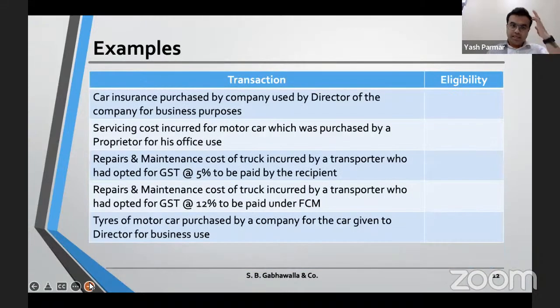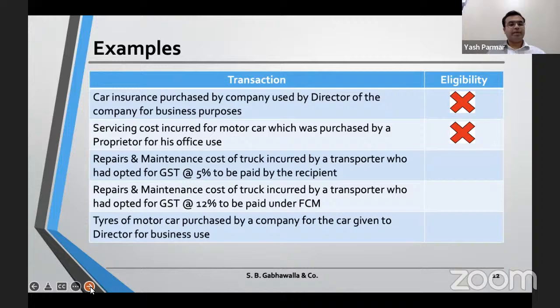With this background, we'll try to understand it with the help of a few examples. The first example is car insurance purchased by a company, used by a director of the company for business purposes. Now again, this does not fit in any of the exceptions which we just discussed, and therefore ITC will not be available. Servicing cost incurred for a motor vehicle which was purchased by a proprietor for his own use. Again, ITC will not be available because it is not satisfying any of the exceptions.